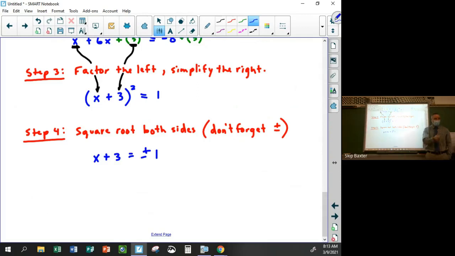Because think about it, if something squared is 1, that means that that stuff in parentheses could have been 1 or it could have been -1. Both of those numbers, when you square them, you get 1, right? If this number happened to be 4, then this number in parentheses could be plus or minus 2. If this number happened to be 9, then the stuff in parentheses could have been plus or minus 3, and so on, right? So you can't forget the plus or minus. There's 2 possibilities in every case. Now you just solve for x.